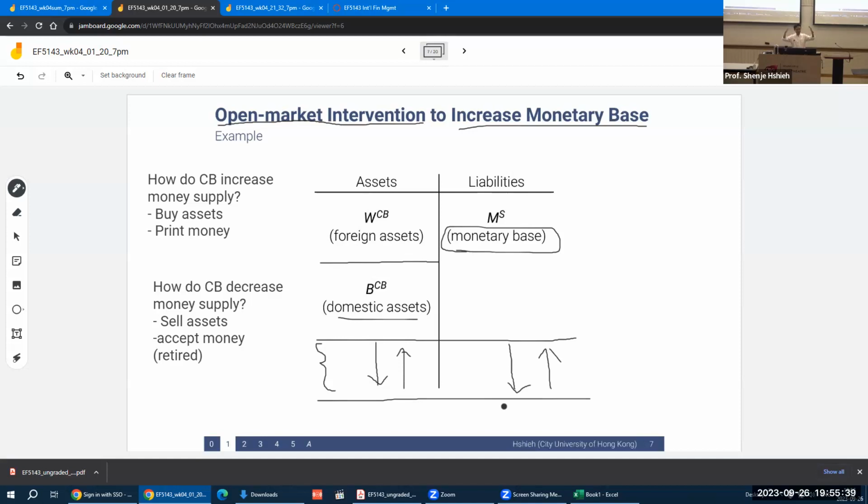So that's how you change the balance sheet of a central bank when you conduct open market operations.